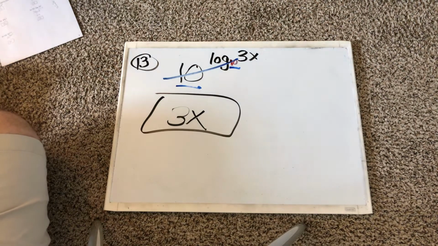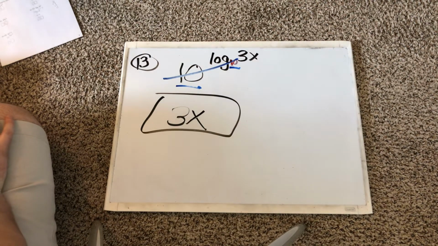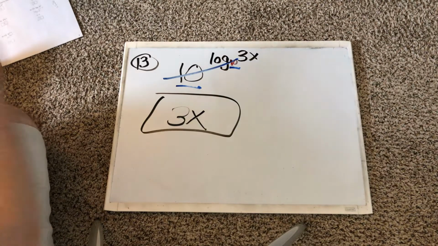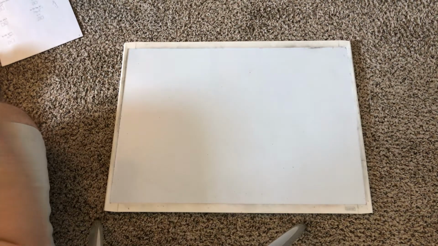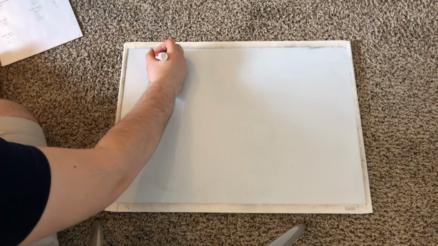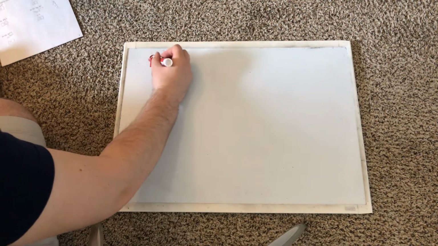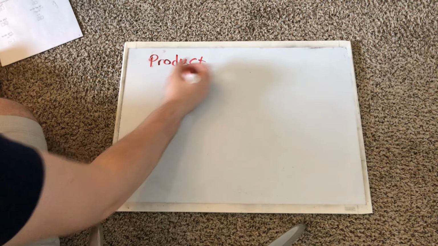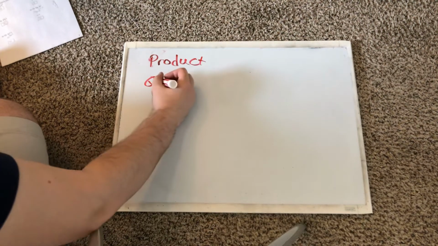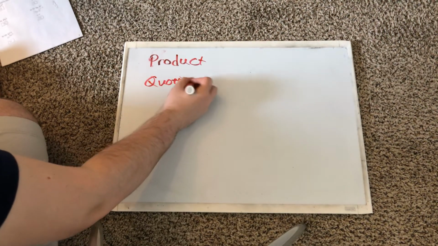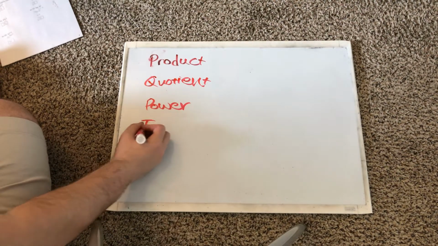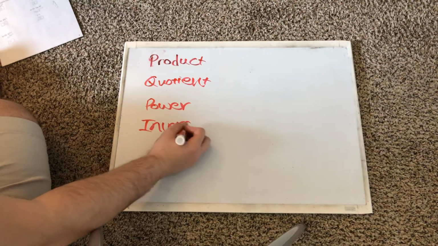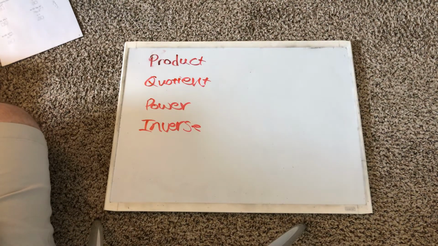Please let me know if you got questions. We will be having a quiz tomorrow over all the properties. So the properties that you need to know for the quiz: you need to know product property. You need to know quotient. You need to know power. And you gotta know inverse. Those are the main properties that you need to know for tomorrow's quiz.